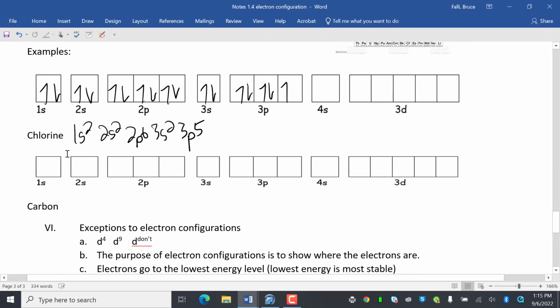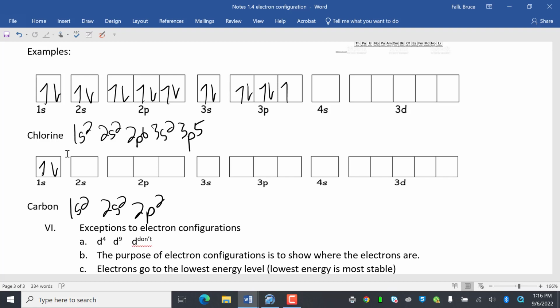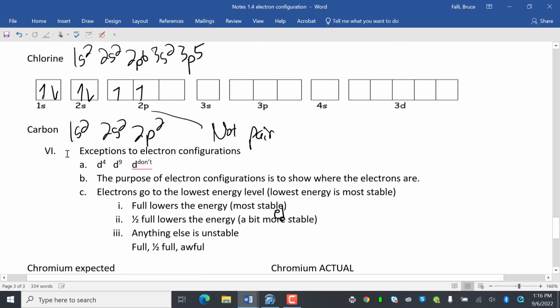Okay. Carbon. Carbon's number 6. Nice short, simple. It's very simple. 1s2, 2s2, 2p2. And notice how these are both up, not paired.